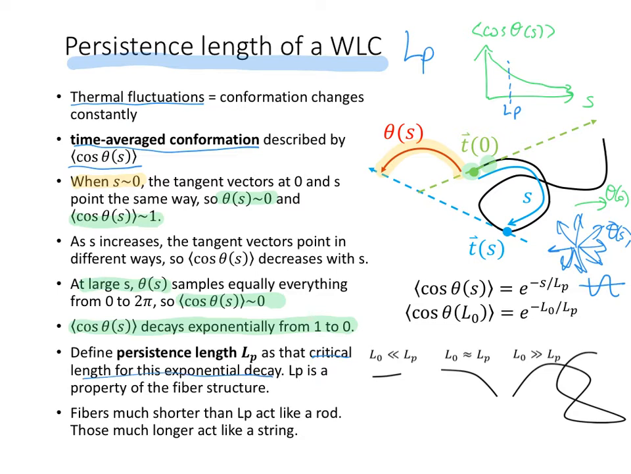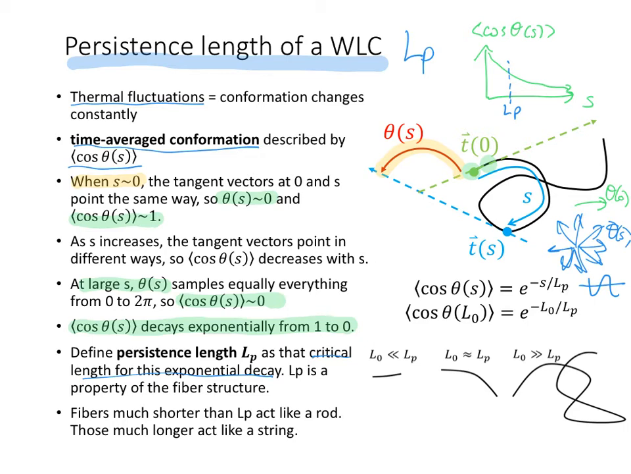Because the persistence length depends on how bendy this fiber is, how easily it bends, as we see in this picture, it's a property of the fiber structure. For example, actin filaments have a characteristic persistence length, microtubules do, DNA does. So this is what we mean by fiber structure.